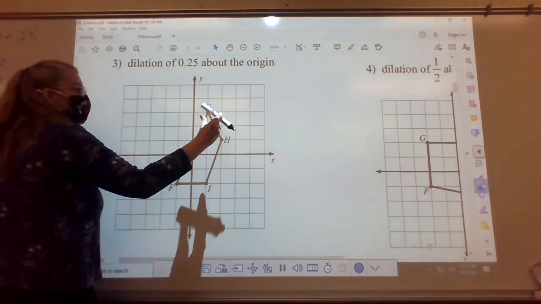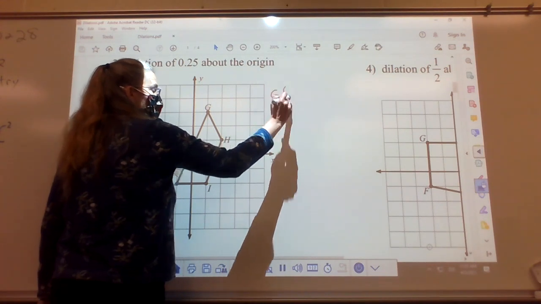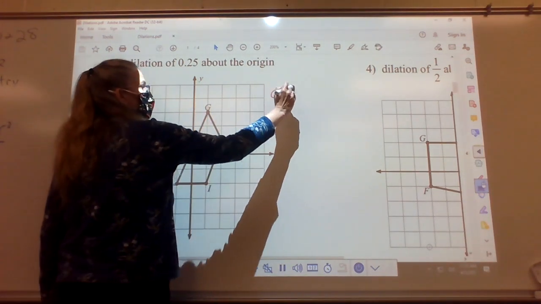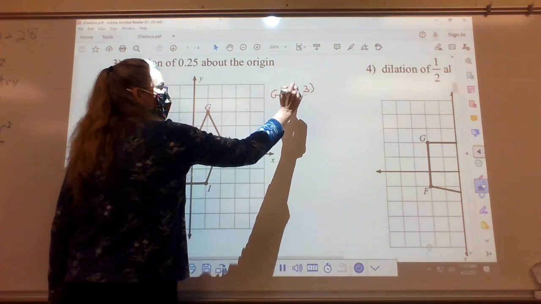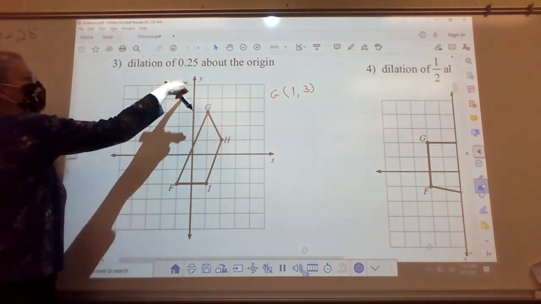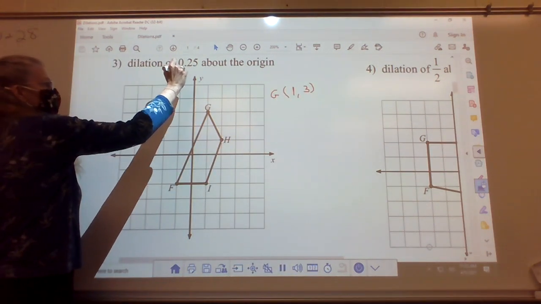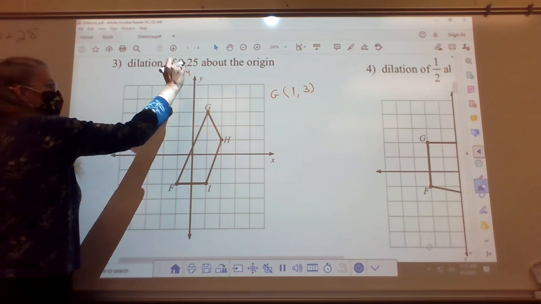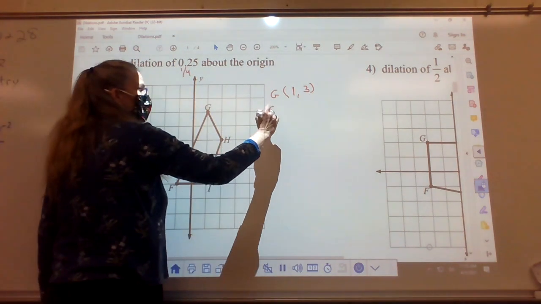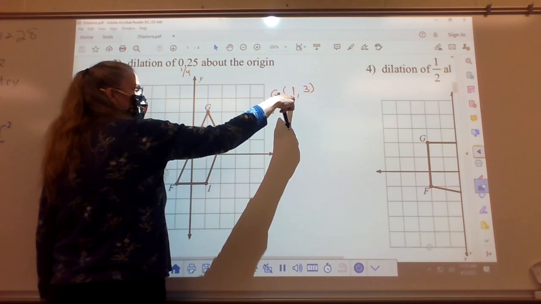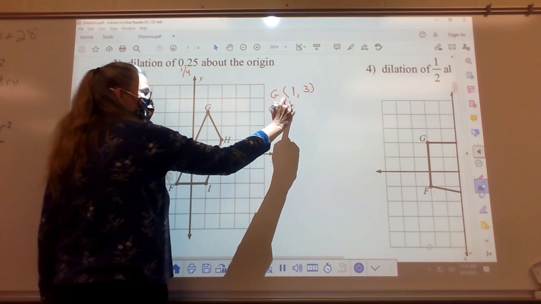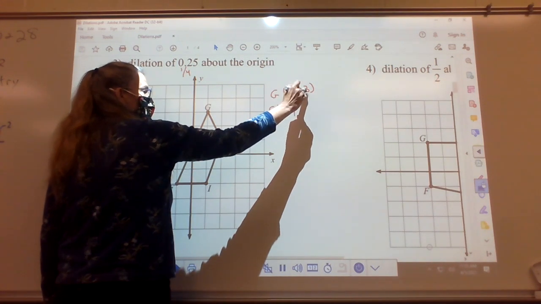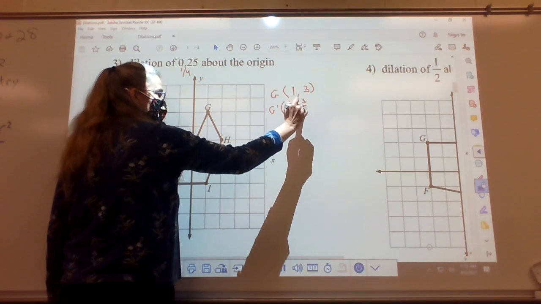So G starts out as (1, 3). Now, in this case, I think it's a little bit easier to think of the 0.25 as 1/4. So I need a fourth of those things. So my new G, a fourth of 1 is a fourth. A fourth of 3 is 3/4.